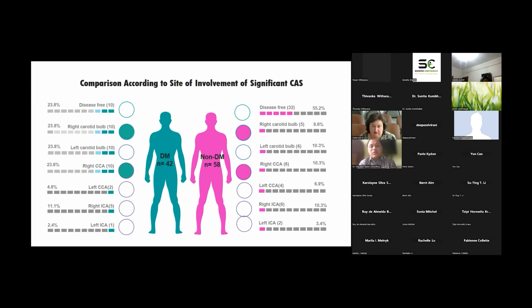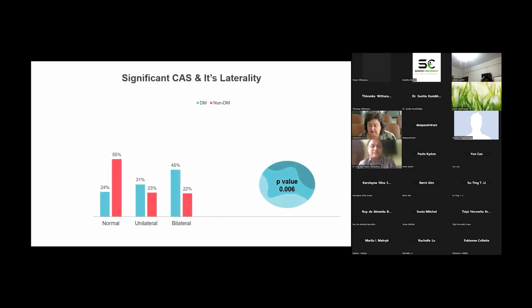So we also compared our study population according to the site of involvement of significant carotid artery stenosis. In this study, we found that the right carotid bulb and the right common carotid artery are more vulnerable, and this was statistically significant between these two groups. Significant carotid artery stenosis and its laterality: in the diabetic group, we found that bilateral carotid artery involvement is more common, and it was also statistically significant.